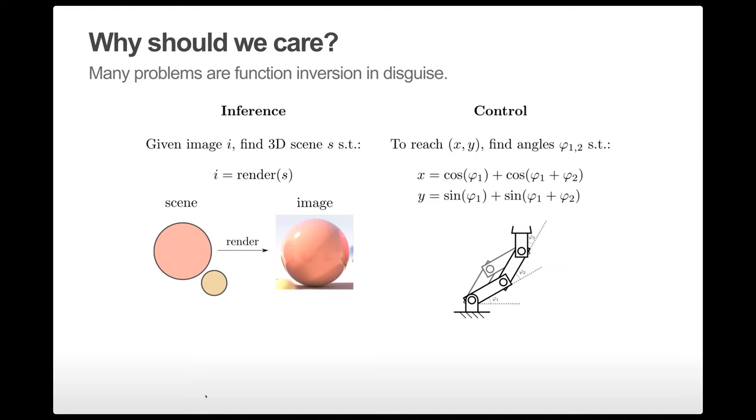One is inverse graphics. I've got some rendering process that takes as input some three-dimensional representation of the world and renders that to a two-dimensional image. I want to recover the three-dimensional scene given a two-dimensional image. If we can do that, it'll be useful for robotics and so on. Similarly, for control, I have a kinematic function which says, given some joint angles, where is my hand? Often I want to do the inverse problem: I want to know where I should put my joint angles to reach some particular point in space.